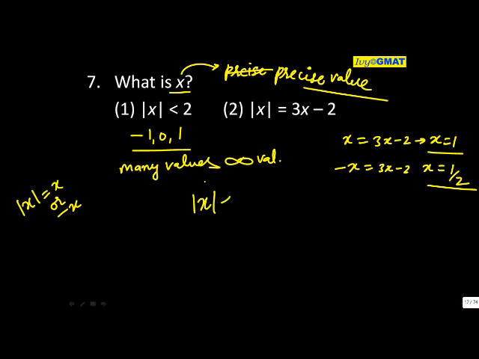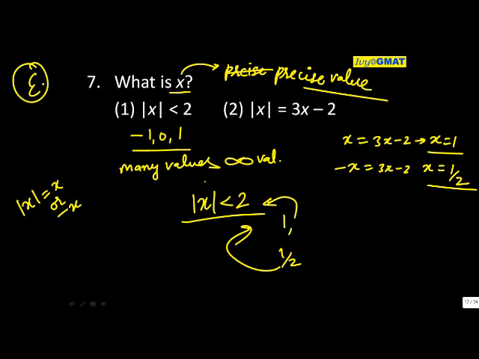Mod of x is less than 2, but even 1 will satisfy and 1 by 2 will satisfy. In both the cases, mod of x will be equal to how much? 1 or 1 by 2. So it will be less than 2. So what will be a final analysis? X will be a unique value or not a unique value? So most often we mark answer as E, and you have not done a mistake. I mean, at your level you have not done a mistake.